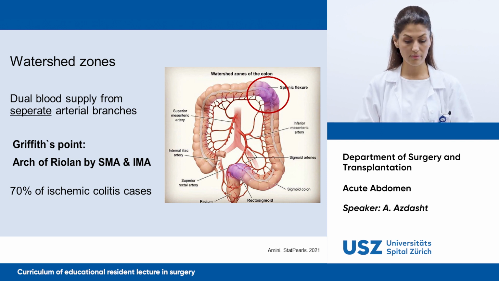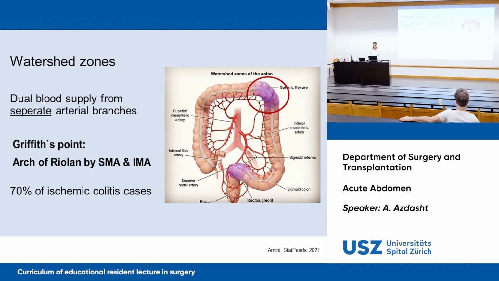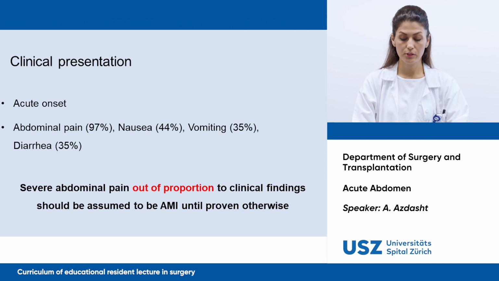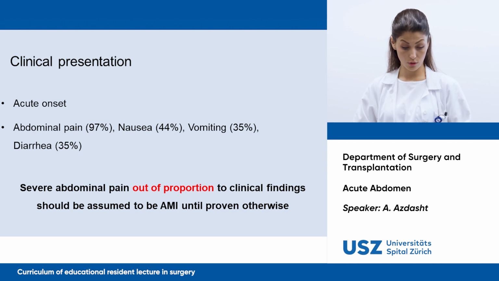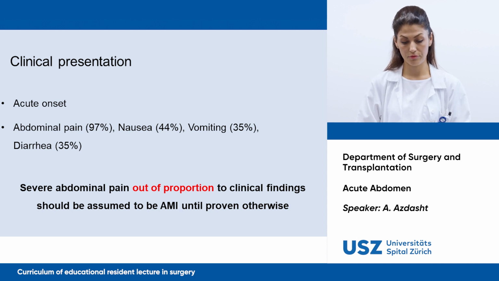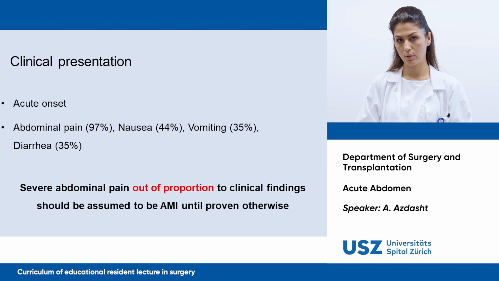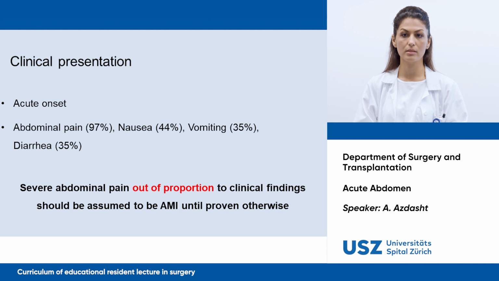On the other hand, however, during times of a hypoperfusion, for example, cardiac shock, these areas are most likely to suffer from ischemia as they're supplied by the most distal branches of these arteries. Clinically, the patients with an AMI present themselves with an acute onset of abdominal pain. They feel nauseous, they suffer from vomiting and diarrhea. And as I said in the beginning, if you see that the severe abdominal pain is out of proportion to your clinical examination, you must assume an AMI until it's proven otherwise.